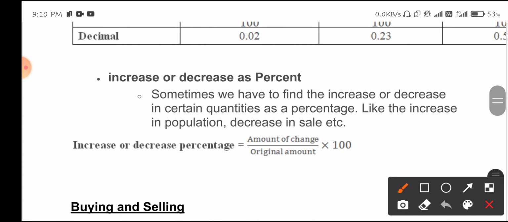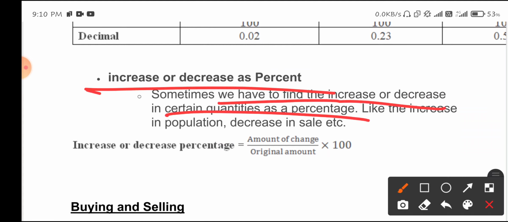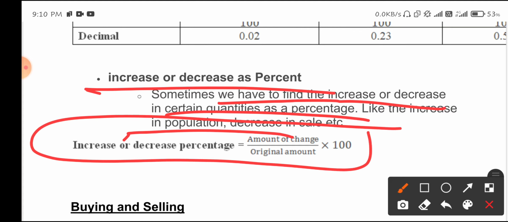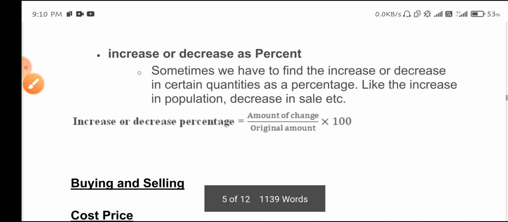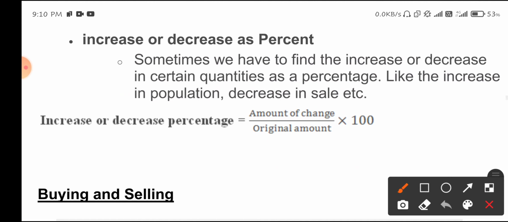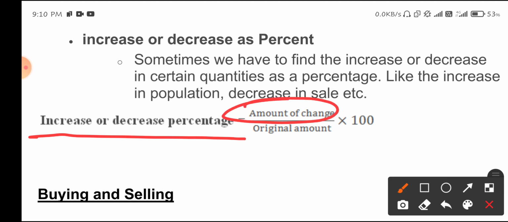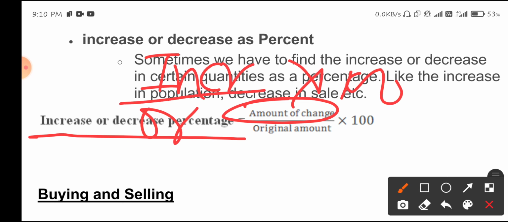Then increase or decrease as percent. Sometimes we have to find increase or decrease in certain quantities as percentage. So this one is a formula we will use in solving the questions. Then increase और decrease, अगर किसी भी quantities में increase हो रहा है या फिर decrease हो रहा है और हमें percentage में find करना, तो कैसे करेंगे? Amount of change, मतलब how much it is increased, upon original amount into 100.